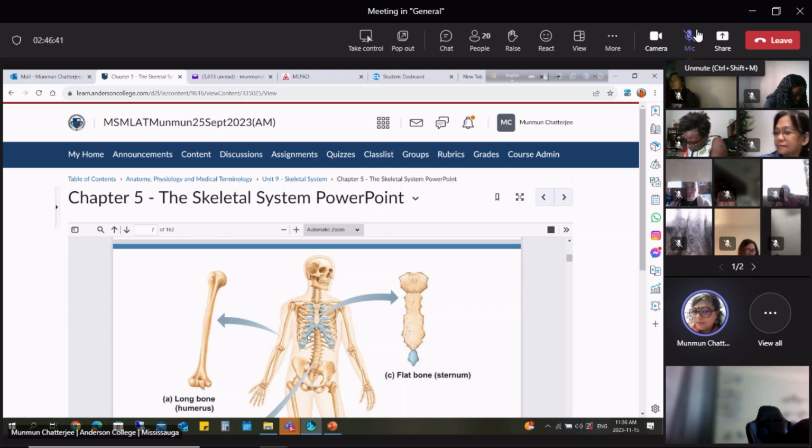In the ear, we have the fibrous cartilage. It's flexible, but you cannot pull or stretch the ear. You can fold it, but you cannot stretch it.